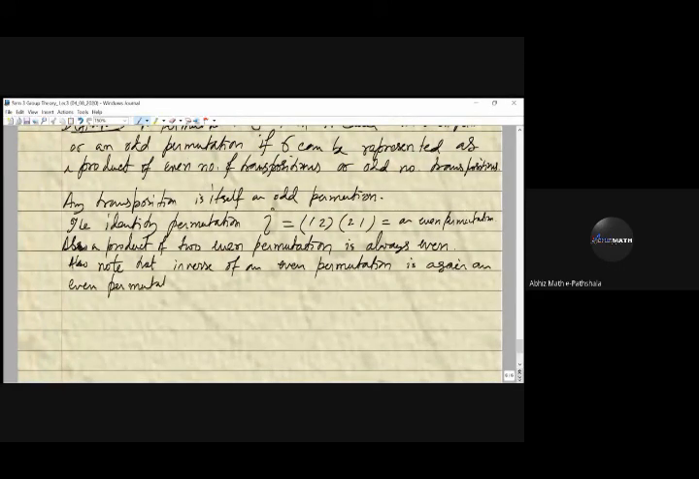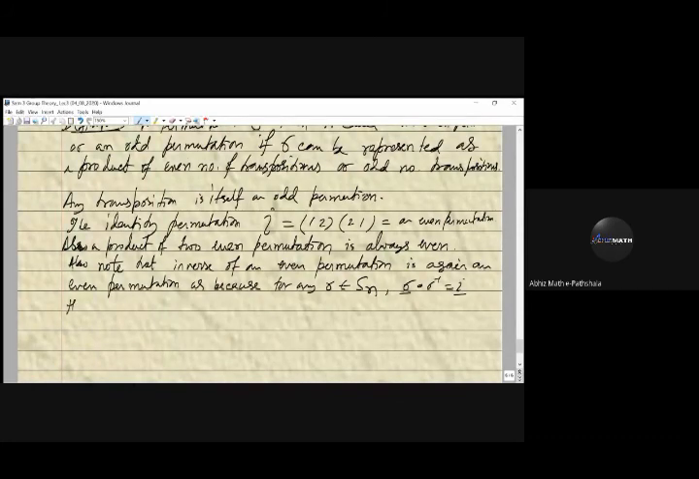Why? Because for any sigma belonging to Sn, sigma composed with sigma inverse is I. So since sigma is an even permutation and I itself is an even permutation, sigma inverse is automatically an even permutation, because the sum of an even number and an odd number will be odd. So that is why sigma inverse is an even permutation.